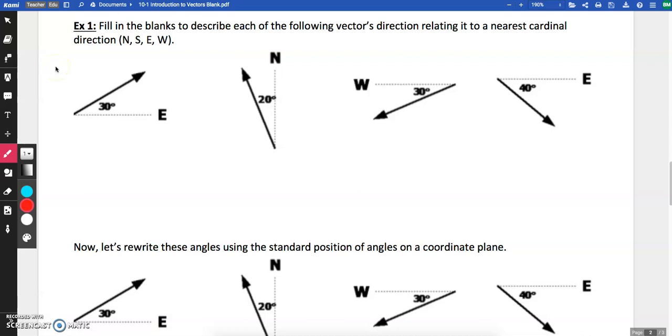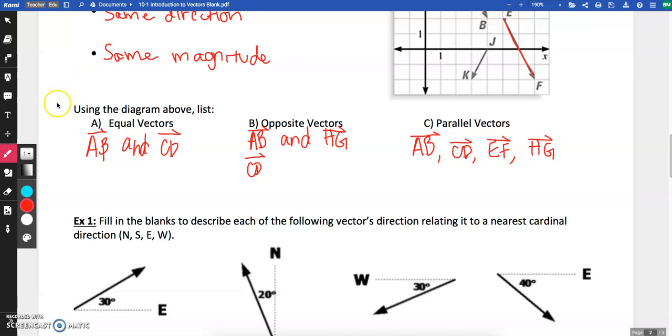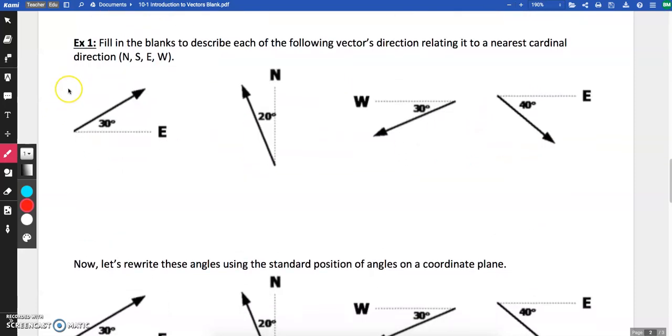Hello, so we are continuing 10.1, Introduction to Vectors. So we did the first half in the last video. If you didn't finish that, make sure you finish that first, and then we're going to continue with the notes today. Today we're going to look at describing the angle in both of our two forms.